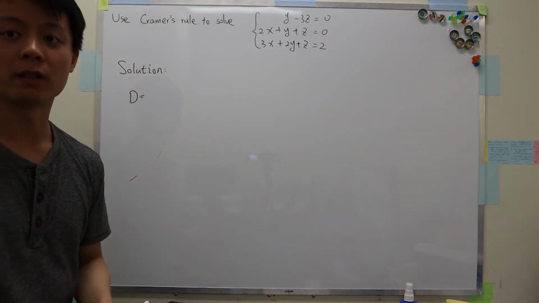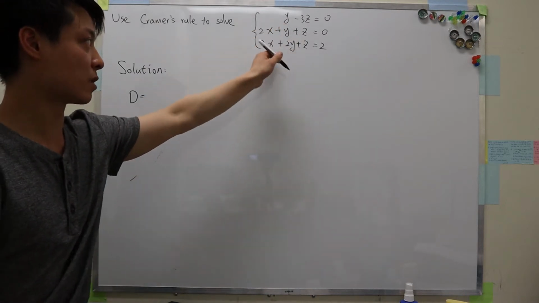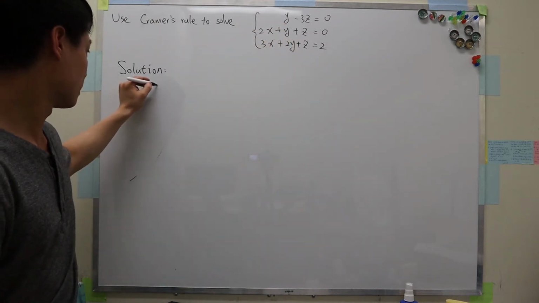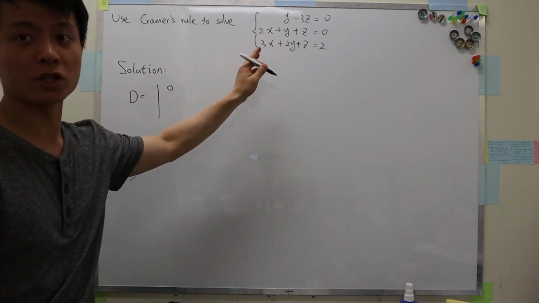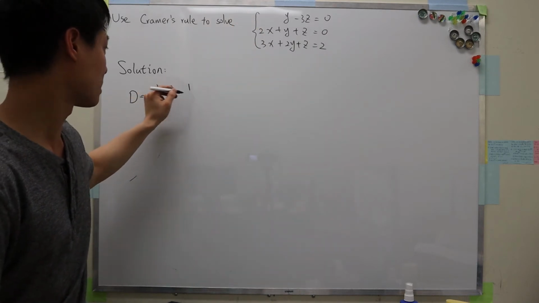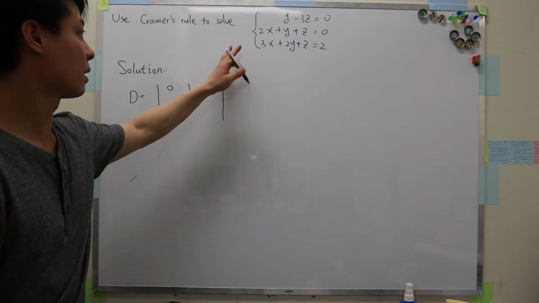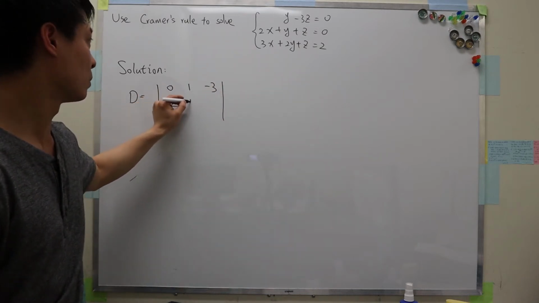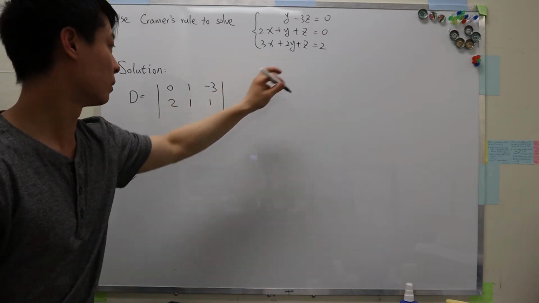Firstly, we need to find the determinant of the coefficient matrix. So D is equal to the determinant. You just pick up all those coefficients from these equations. So 0, 1, negative 3 as the first row, and the second row we have 2, 1, 1. The third row we have 3, 2, 1.